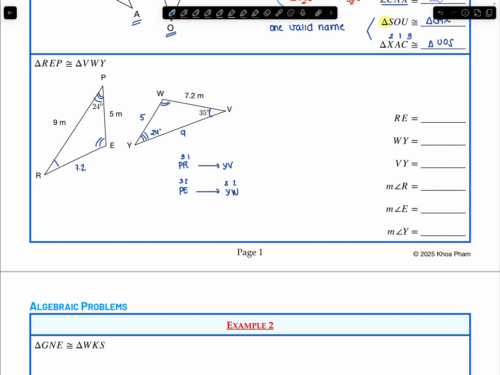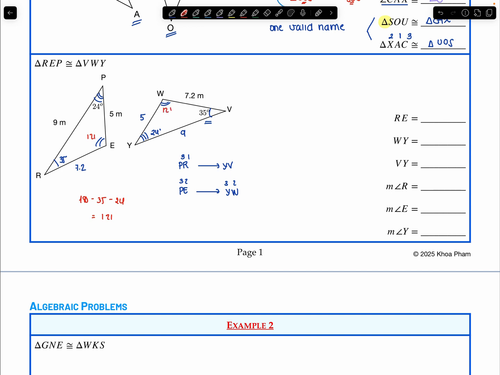But 35 right here on V has 1 wedge. That goes with R, also 1 wedge. Now I'm missing Y and W. These are both blank, so I can't use them to copy over. But with triangles, those angles add up to 180. So that's 121 degrees here for the value of E.